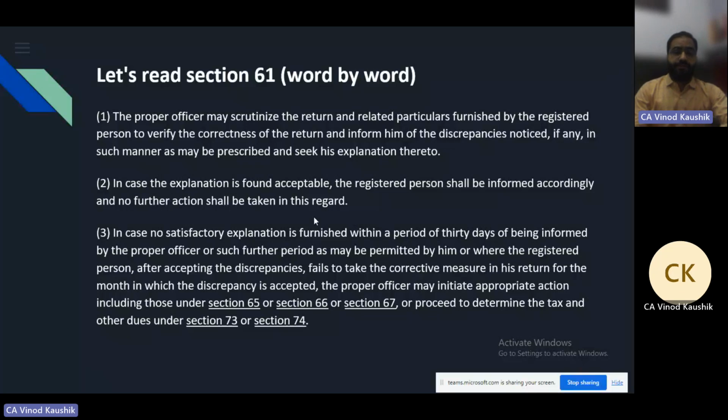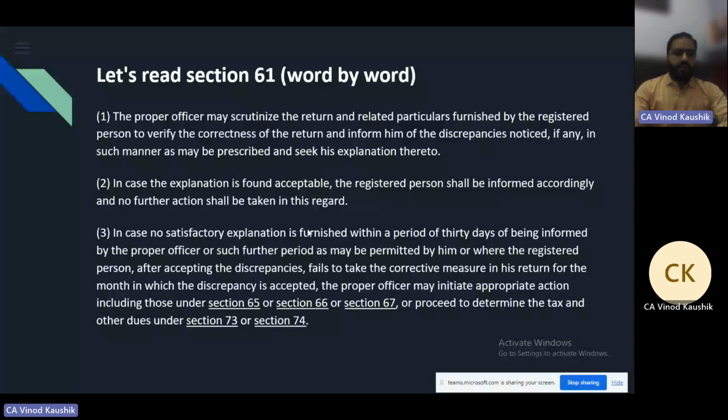Now let's summarize this. The officer cannot take any action through ASMT 10, 11, 12 if there is some urgency, there is some genuine differences, discrepancies, inconsistencies, then the officer is required to take these 5 measures: audit, special audit, search, inspection, or show cause notice under 73 and 74. Now, let's move to the next slide.